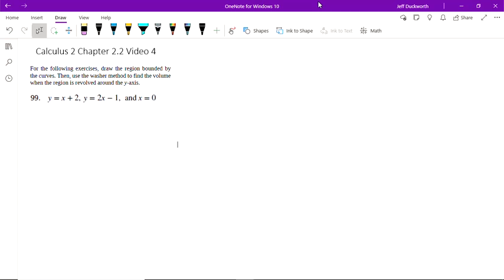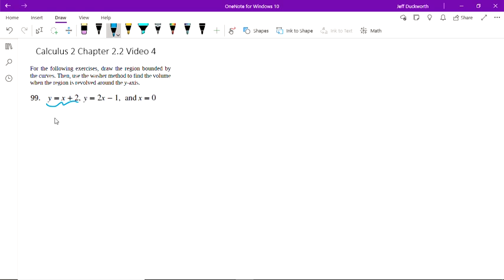All right, one more example of the washer method here, and I've chosen a problem that's going to be revolved around the y-axis instead of the x-axis. So we need to do a little bit of changing here. So let's take a look at our first function there.